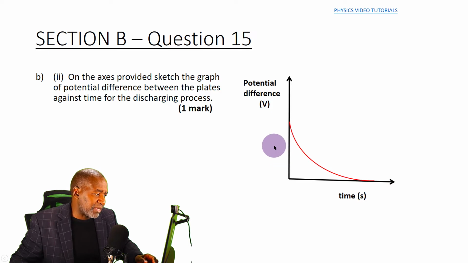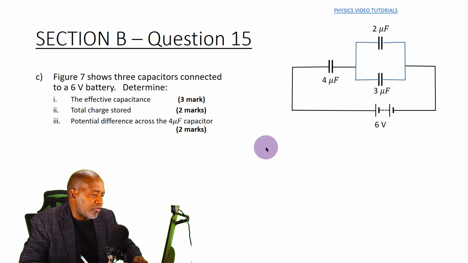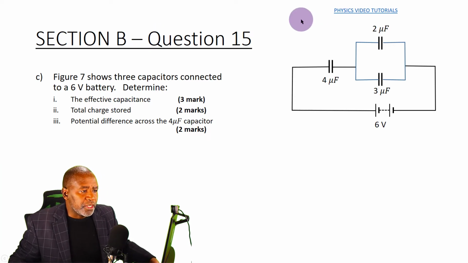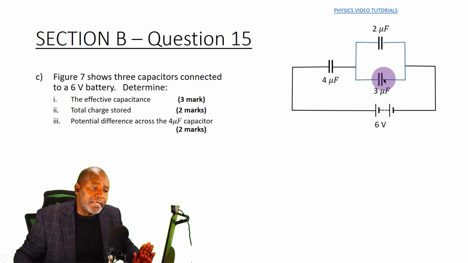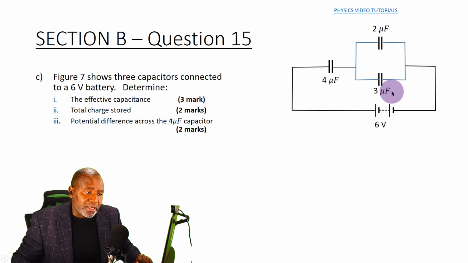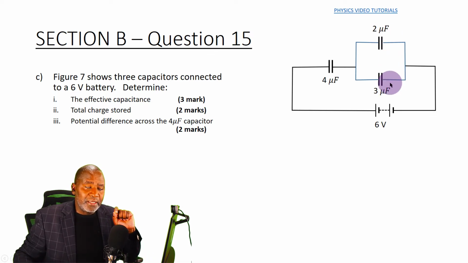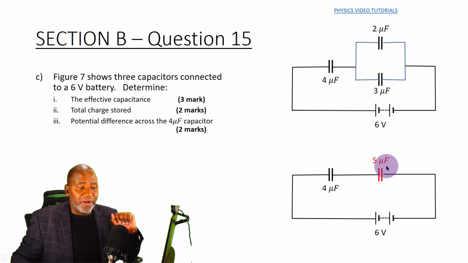That's what was expected. Now let's look at part C, where we are given this network of capacitors, and we are expected to determine the effective capacitance in the circuit. The first thing we notice is that this is a series parallel connection of capacitors. When you are given this, we usually identify the capacitors which we can easily combine. In this case, it is this capacitor and this capacitor. And remember, when capacitors are in parallel, we simply add their capacitances.